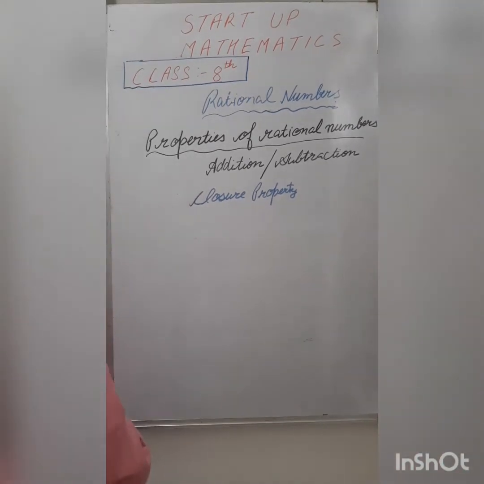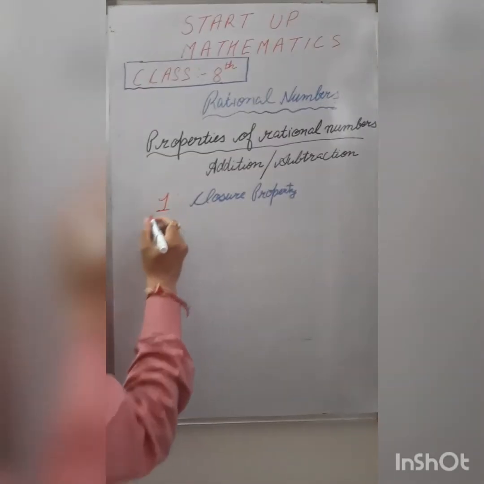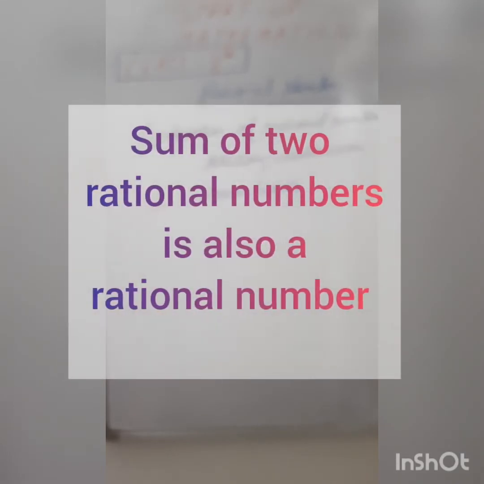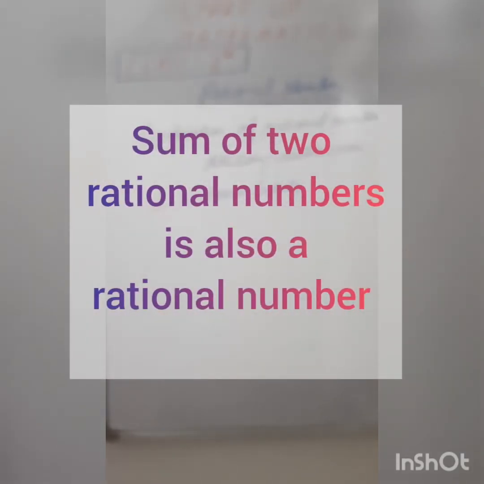Closure property, number 1 property. This property tells us that the sum of two rational numbers is always a rational number. Students, means when you add two rational numbers, you will get the sum as a rational number.